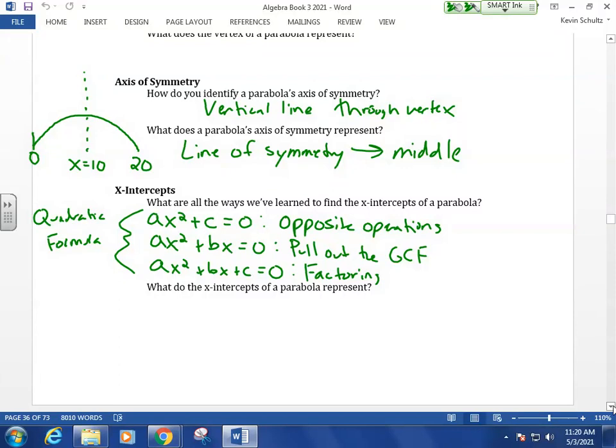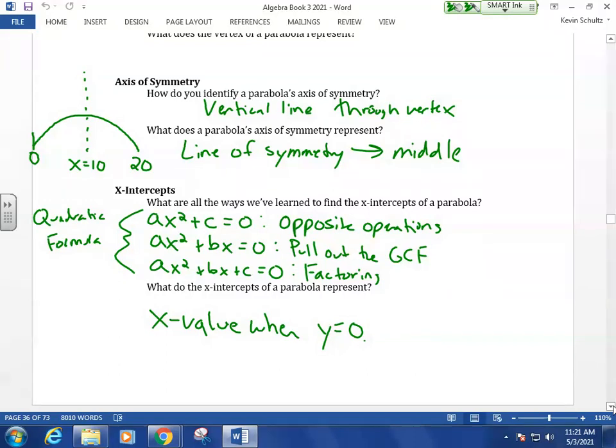And what do the x-intercepts of a parabola represent? I mean, they're x-intercepts. What is an x-intercept? Noah? It's on the x-axis, okay? It's the x value when y equals 0. And so if you want to know where on the x-axis our graph is when y is 0, then you can use them to find it.